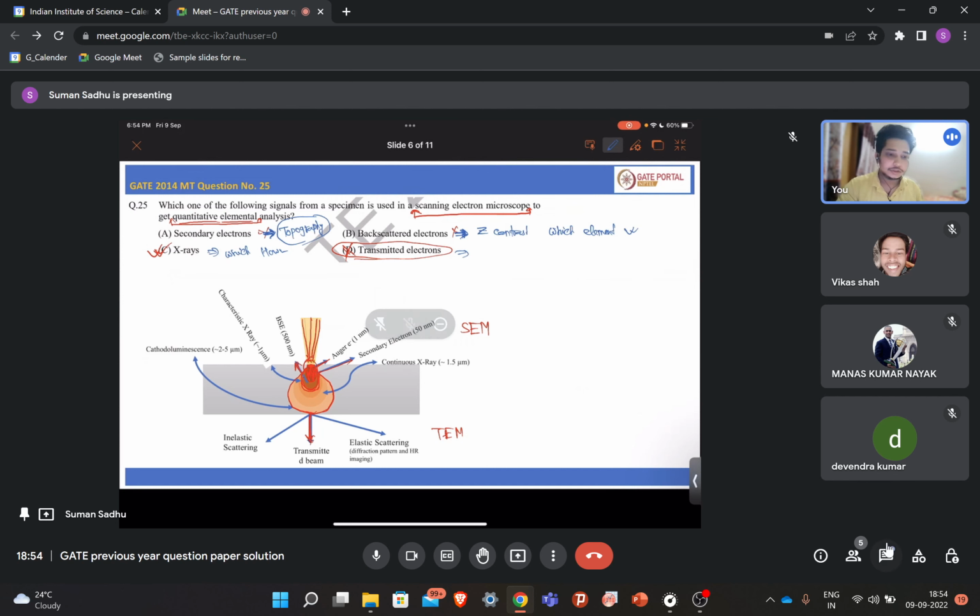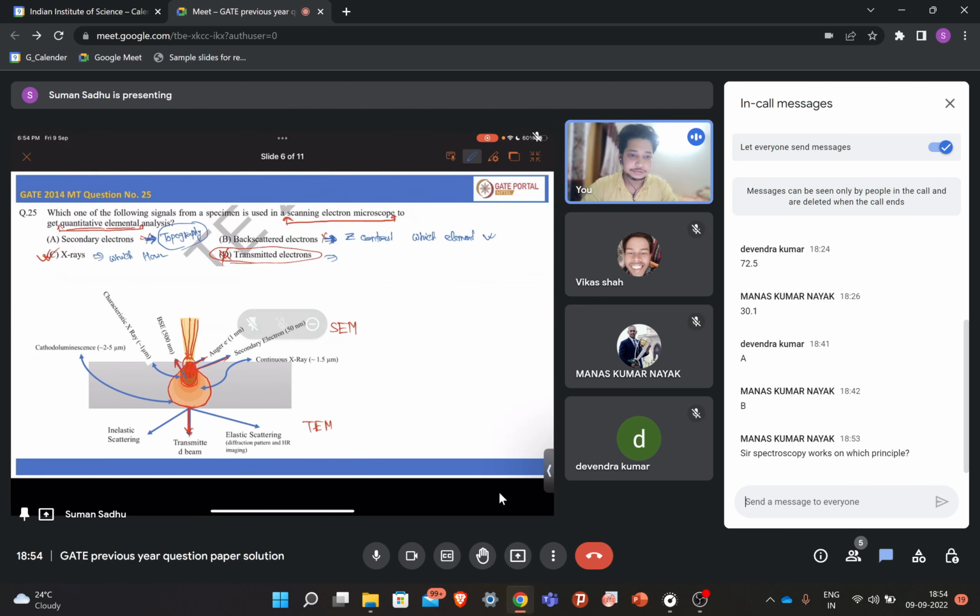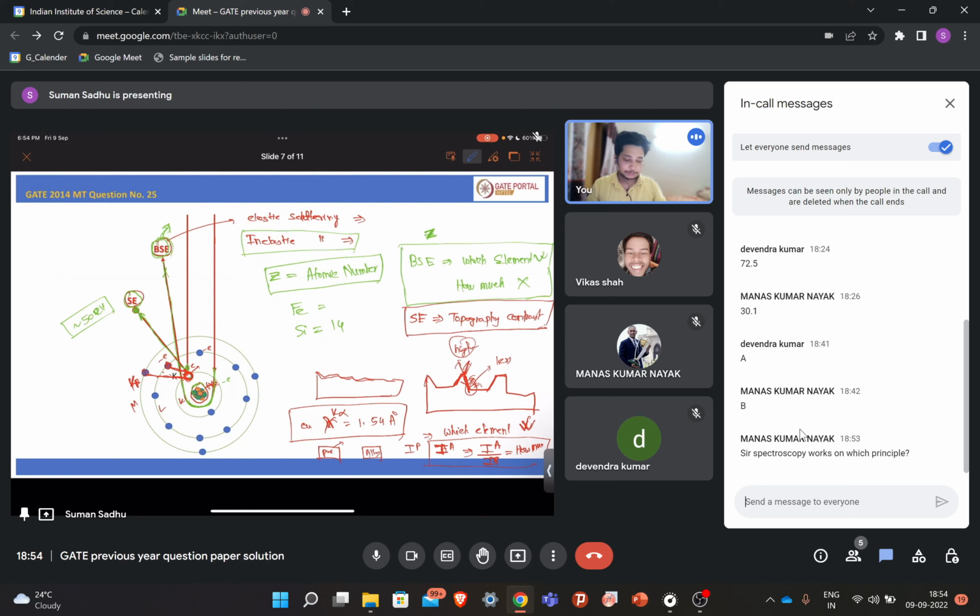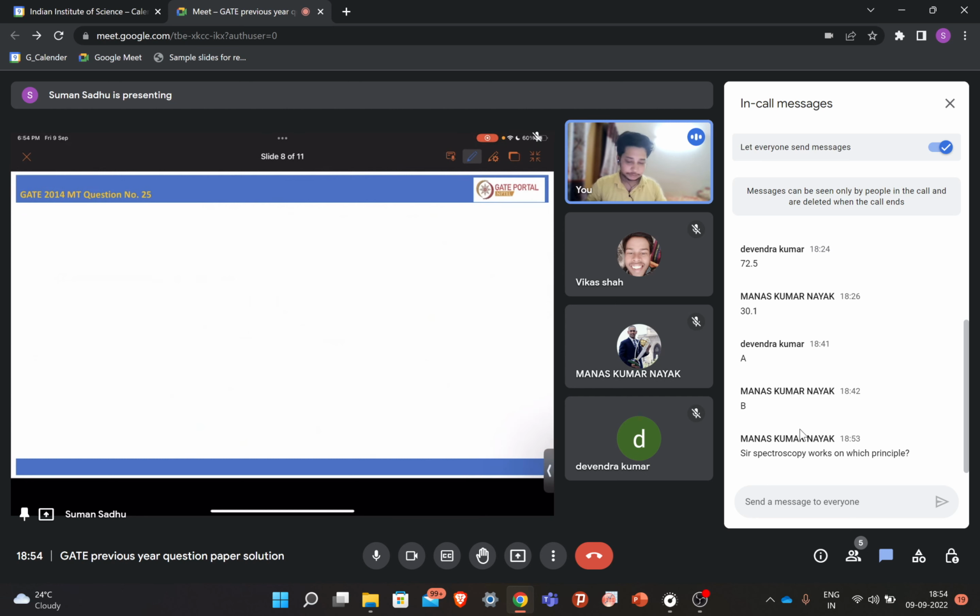So now let's come to your question. Spectroscopy works on which principle? Spectroscopy means you have to identify which element is present and how much quantity. So let's say this is your sample. Diffraction is a different thing, spectroscopy is a different thing. But in both cases you are using X-ray. So this is your sample.